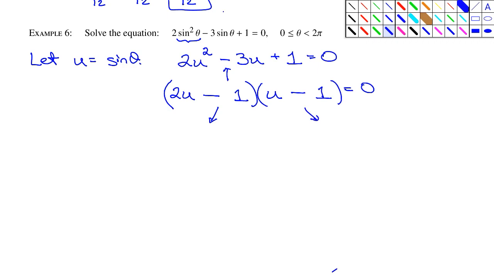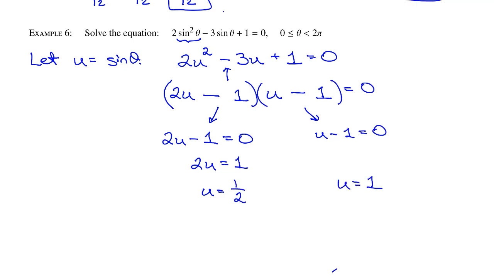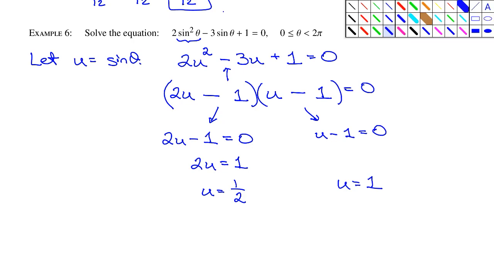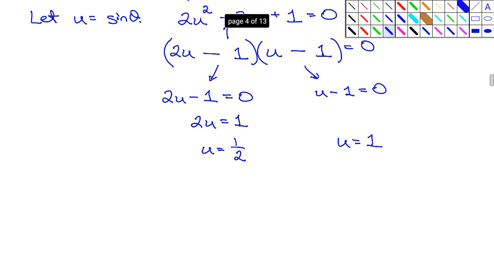Then set each of these equal to 0. So we get 2u minus 1 equals 0, and u minus 1 equals 0. 2u is equal to 1, meaning that u is equal to 1/2, and then u is equal to 1. Next, we need to back substitute. The u was the sine of theta. So the sine of theta is equal to 1/2.